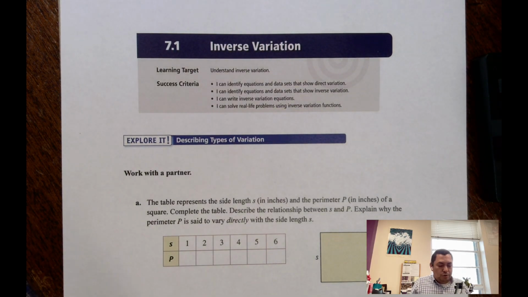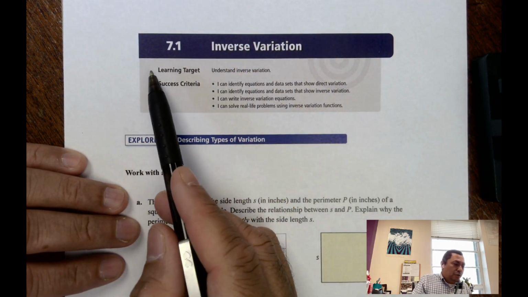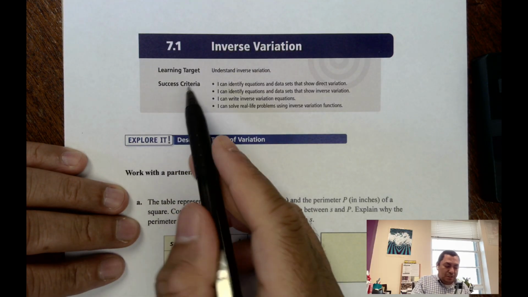Hello everyone, we're going to continue with section 7.1. In this case, it is inverse variation. Our learning target today is to understand inverse variation.